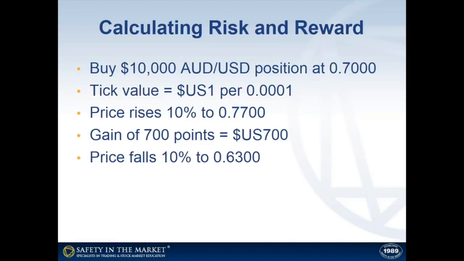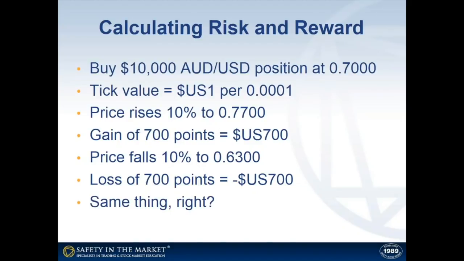If the price falls 10% to 63 cents, you had a loss of 700 points, which means a loss of 700 US dollars. Now, you might be saying, what's the problem? I can see 10% rise, 10% fall, and the same dollar amount, 700 US dollars minus US $700. What's the difficult part? It's the same thing, right? Well, actually, no, it's not.